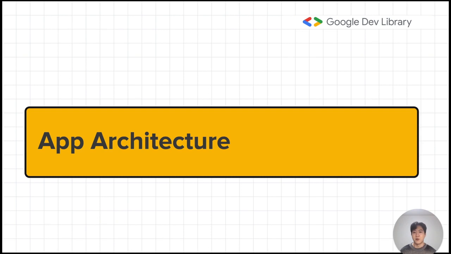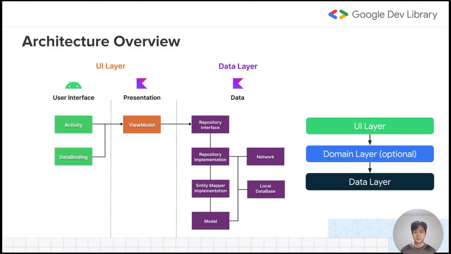Next, let's explore app architecture. Pokedex follows Google's recommended app architecture. The app architecture consists of two layers, the UI layer and the data layer. The UI layer contains the user interface, such as activity and data binding, and presentation, such as ViewModel, which connects the user interface and data layer. The data layer includes repositories to execute business logic, such as fetching data from the network and persisting remote data into a local database.